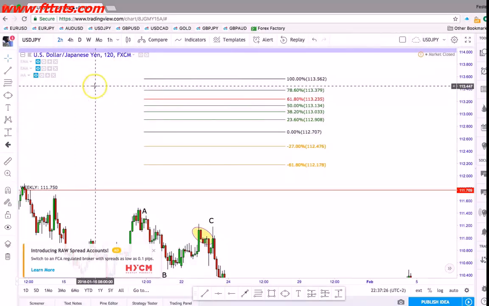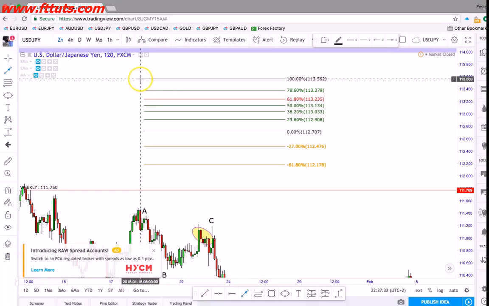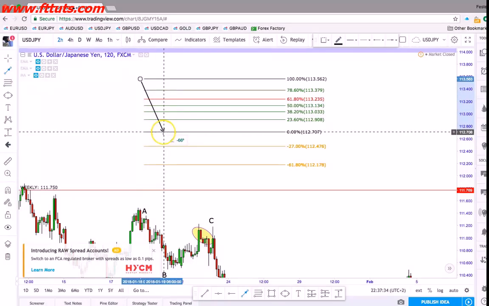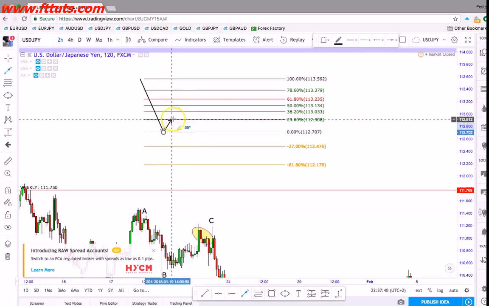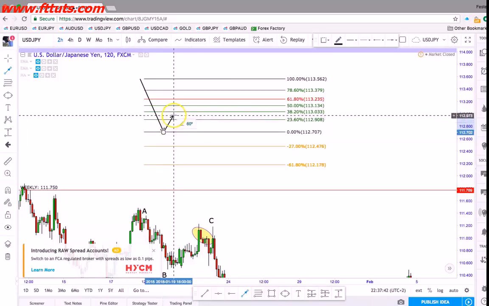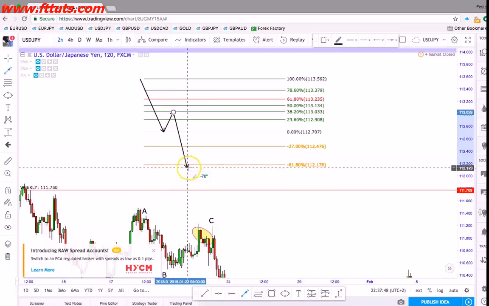So let's say you have the market moving like this. So here's your A to B. Okay. Now 23.6 is not a valid reversal zone. 38.2 is, yes. And when it reverses off there, it's very aggressive.